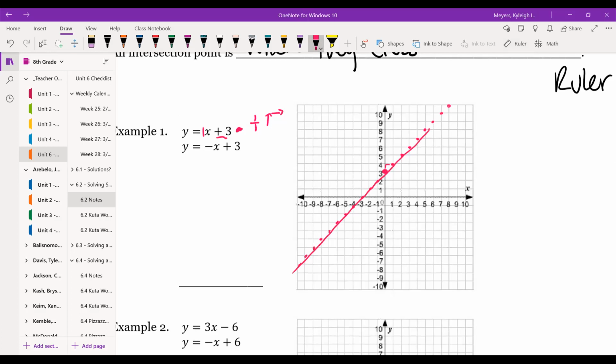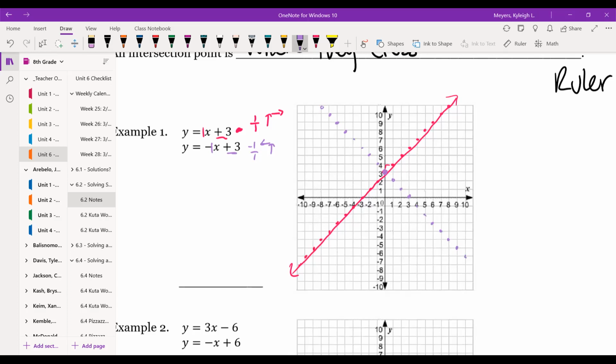Connect your dots. You're going to want to be precise so you can see where they cross, okay? And then our other line, right? We have our +3. So it starts here as well. And now it's a -1. So that means we go up and to the left. I am going to do all the points, just so I get a nice, clear understanding of where these lines are. Connect all your points.